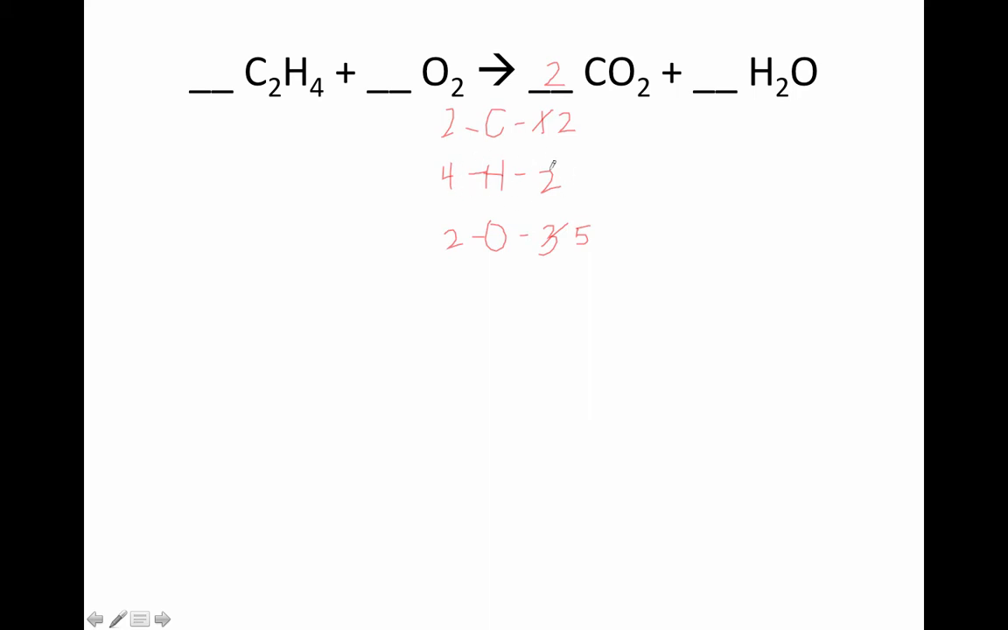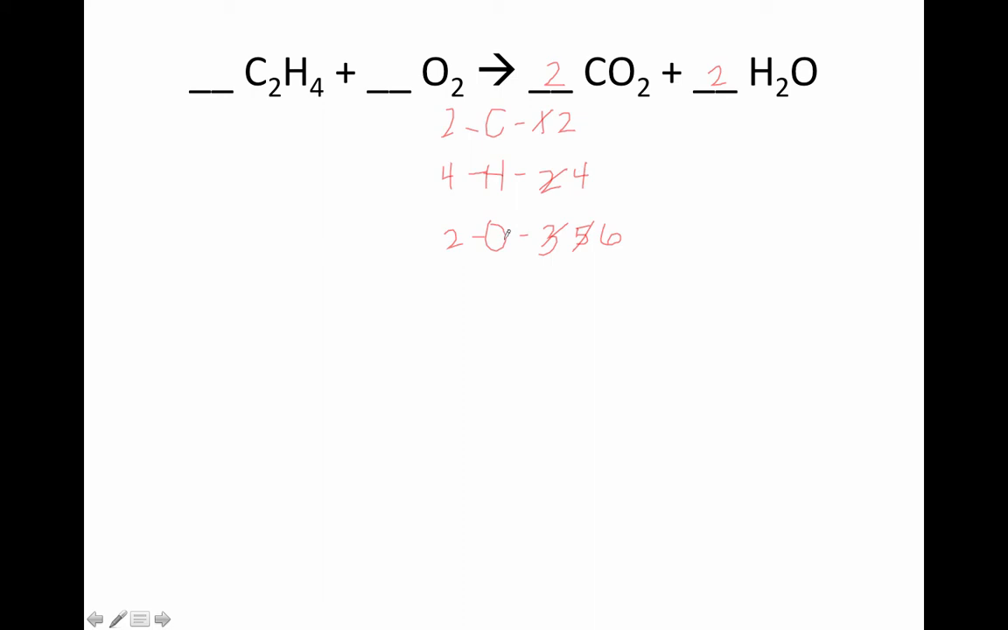I always recommend going with hydrogens next. It's going to be a little bit easier that way, and you save yourself a lot of headache. So I have 4 hydrogens on the left. I need 4 on the right. So what times 2 gives me 4? All right, 2. 2 times 2 is 4 hydrogens. This also changes the oxygens. This is 2 times 1 is 2 oxygens, plus 2 times 2, which is 4. 4 plus 2 gives me 6 oxygens.